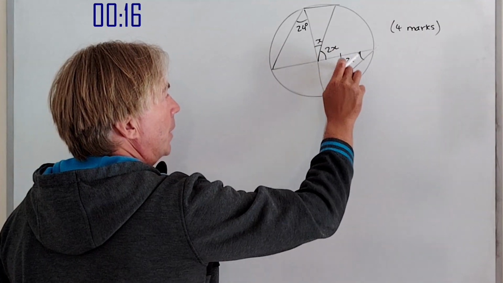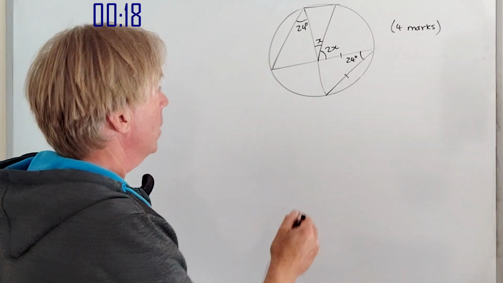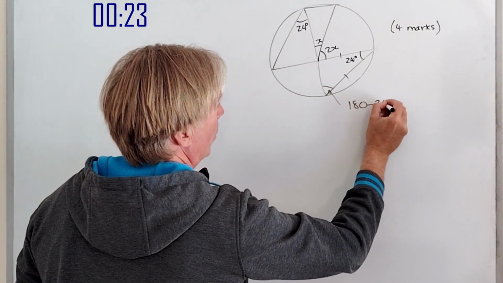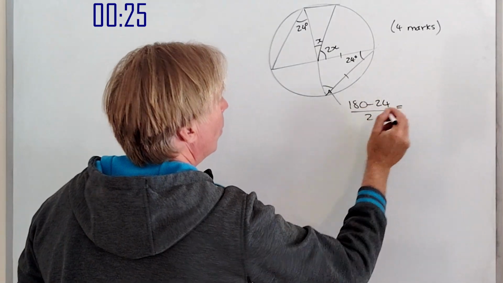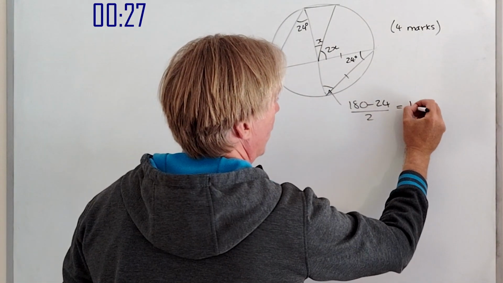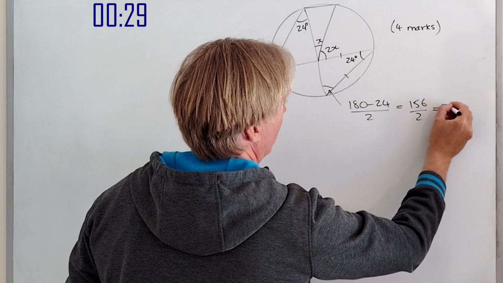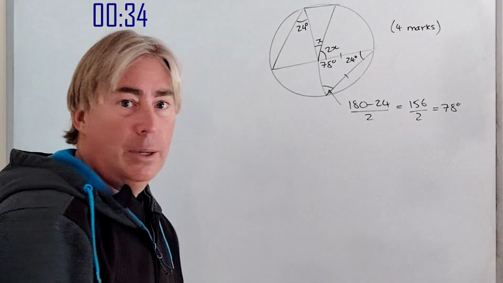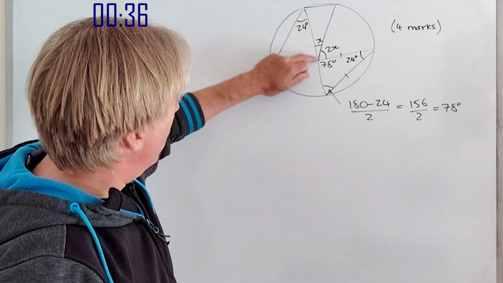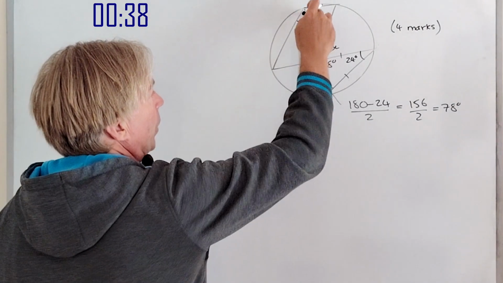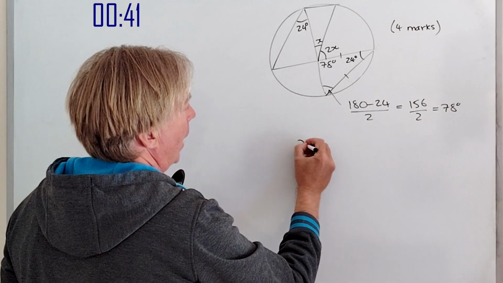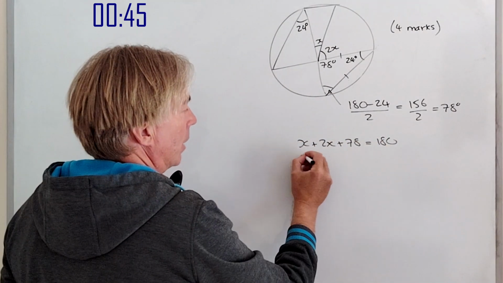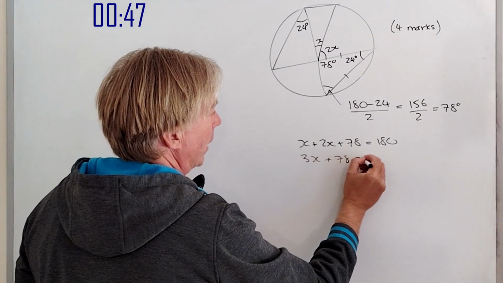We're told that these two lines here indicate that this is an isosceles. So we have this angle here is going to be 180 subtract 24 because there's 2 of them divided by 2. So that's 156 over 2, which is 78 degrees. So that angle 78, which is of course the same as that angle. Now we have a straight line that passes through connecting these 3 angles. So I know that x plus 2x plus 78 must equal 180. So clearly 3x plus 78 is 180.